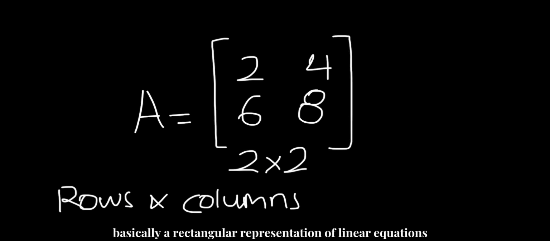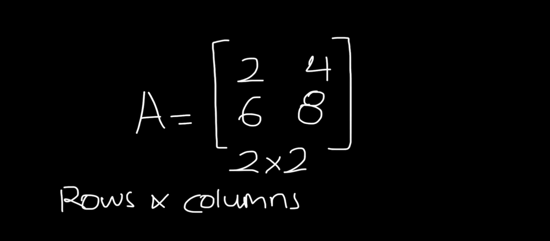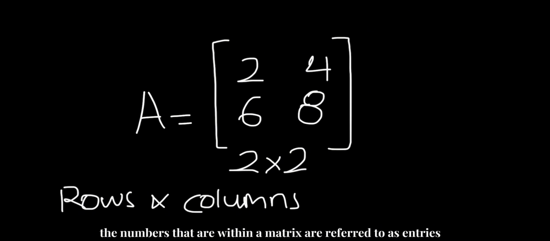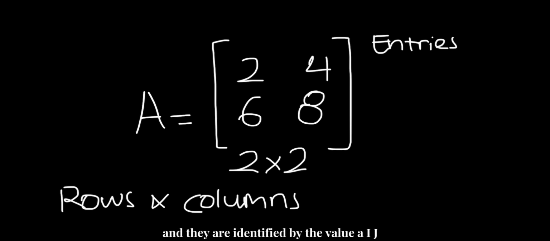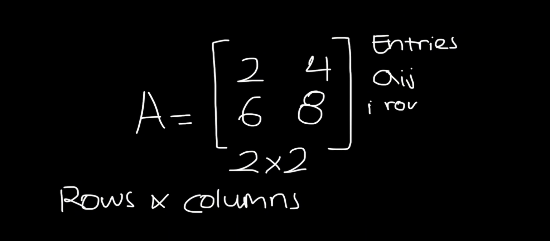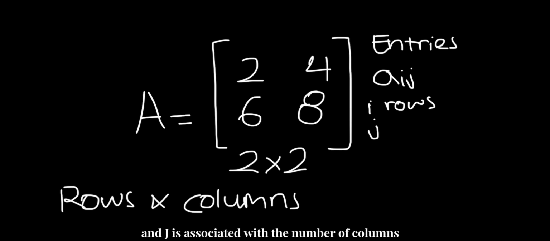Matrices are basically a rectangular representation of linear equations. The numbers that are within a matrix are referred to as entries, and they are identified by the value A_ij. Now i is associated with rows, and j is associated with the number of columns.